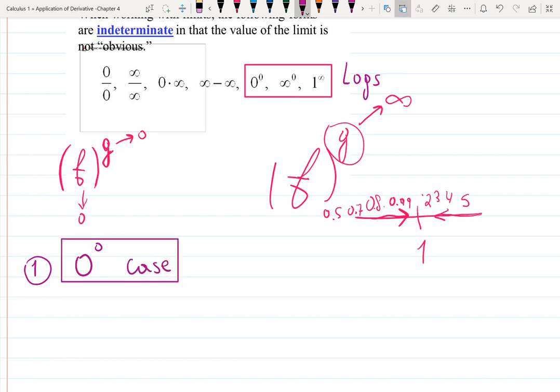Let's go in order. 0 to the 0 case example. Let's work with the limit as x goes to infinity. No, 0, let's do 0, since we have 0. 0 plus of the x to the x function.